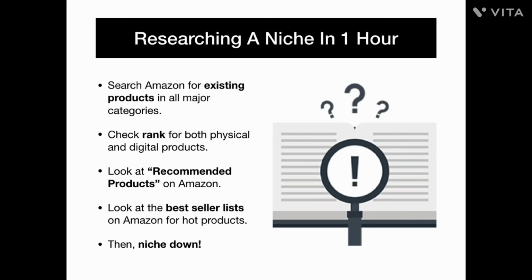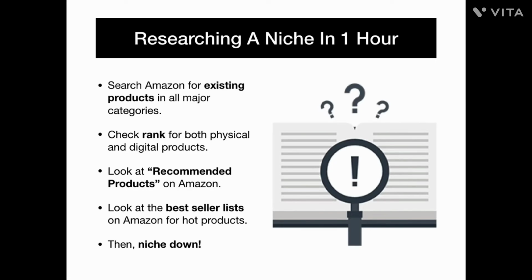Research a niche in under 1 hour. Start by searching Amazon for existing products in all of the major categories. Check the rank for both physical and digital products. Then look at the recommended products on Amazon to uncover additional products worth promoting. And look at the best-selling lists on Amazon for hot, trending products.